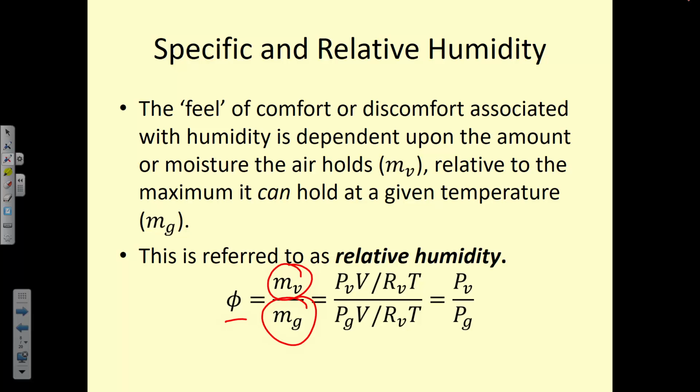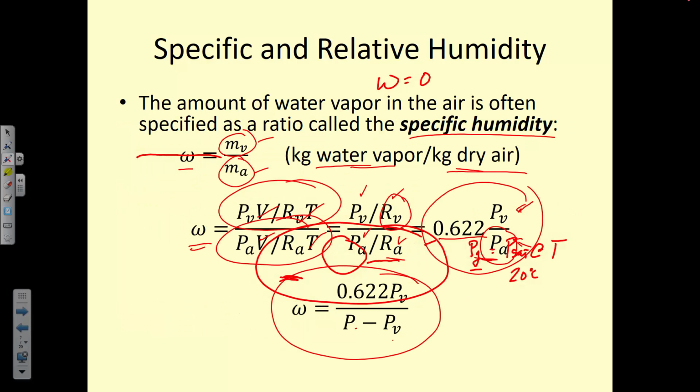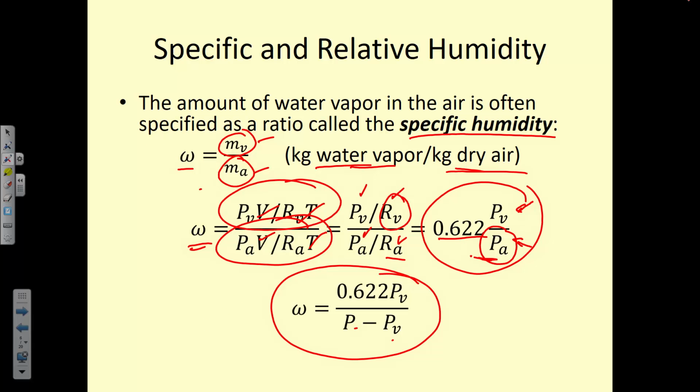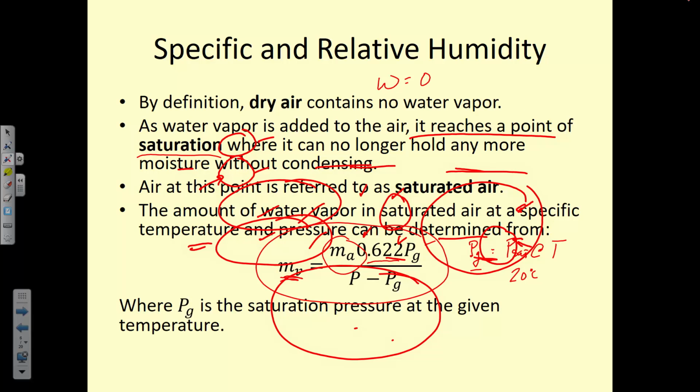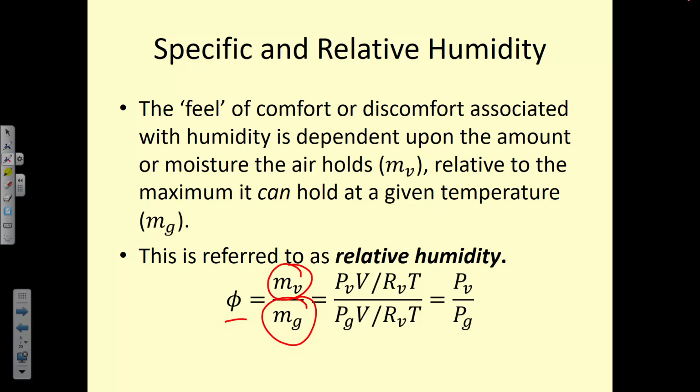So this M sub G is not the same thing as the mass of the air in the denominator of this equation. Here is the mass that would be represented by the total amount of water that the air can hold at that temperature. And the way that we find that is just this ratio of P sub V over P sub G. An alternate way of looking at it.